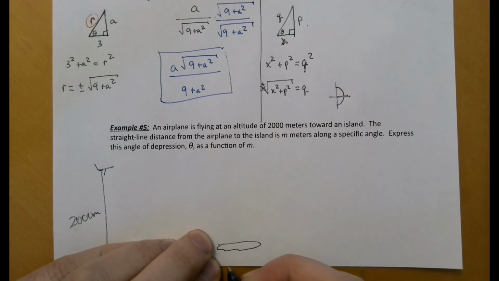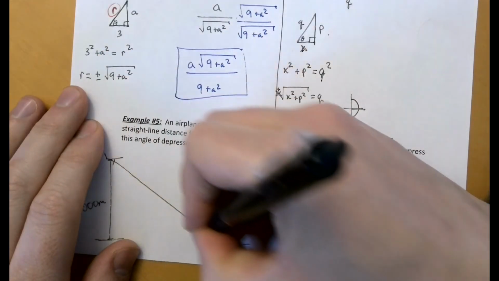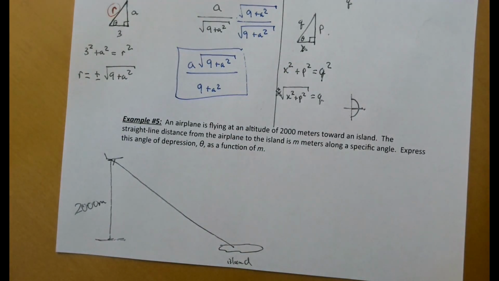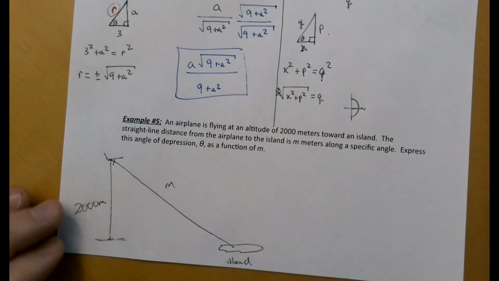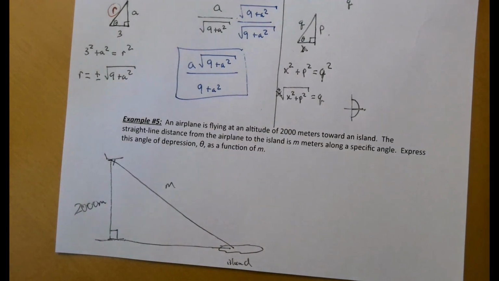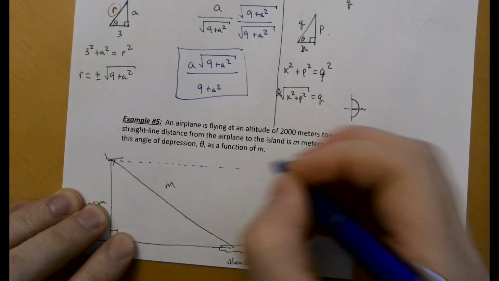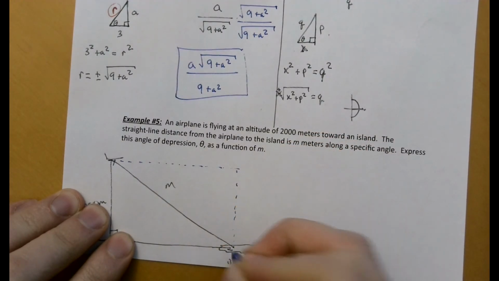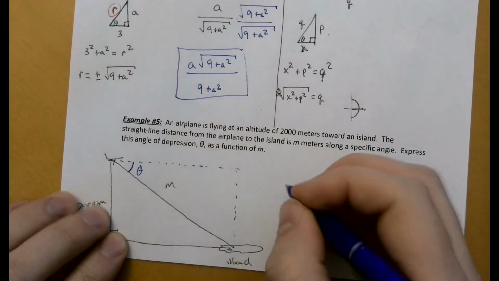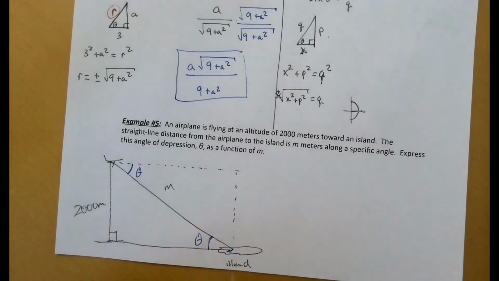So let's call this the island. And we're going to say the straight line distance here is m meters. So we could turn this into a right triangle, where theta is the angle of depression. The angle of depression is the angle between the horizon and going down. So this would be theta. Using your geometry skills from high school or wherever you got them, that would also be theta.